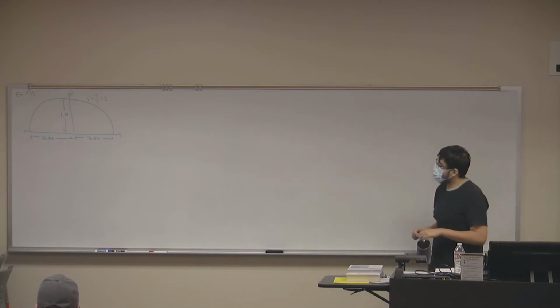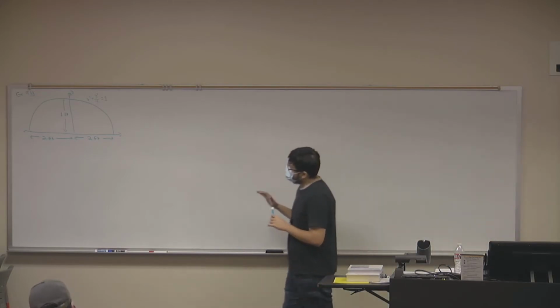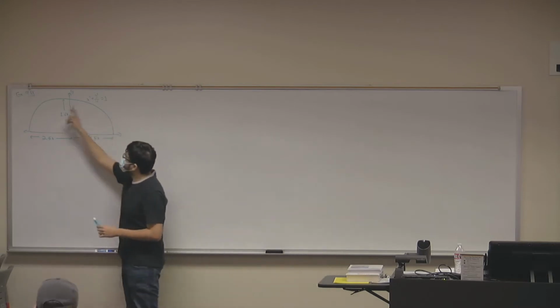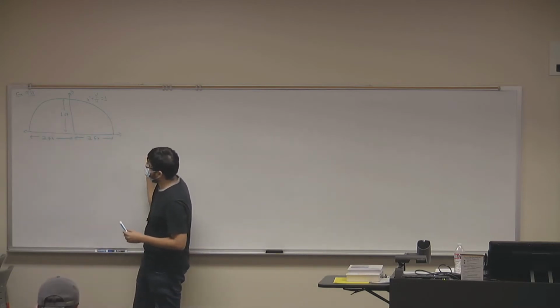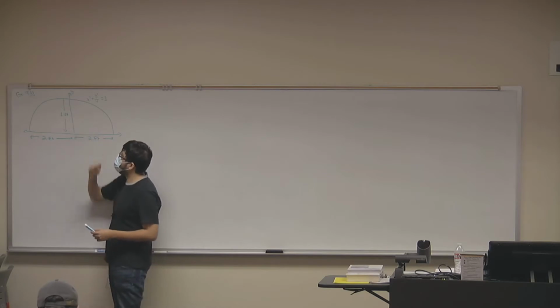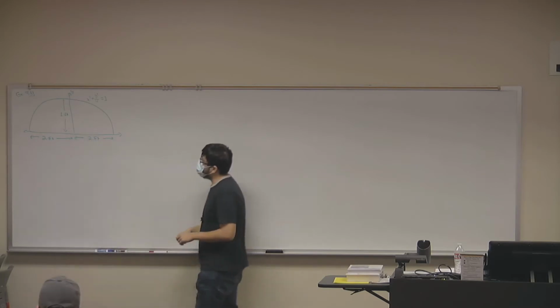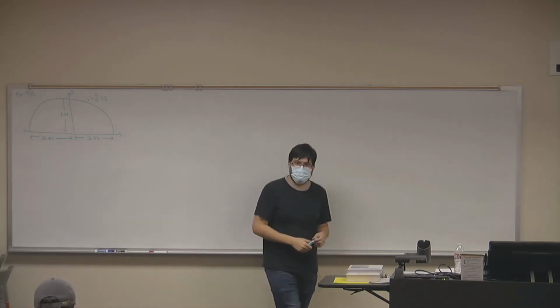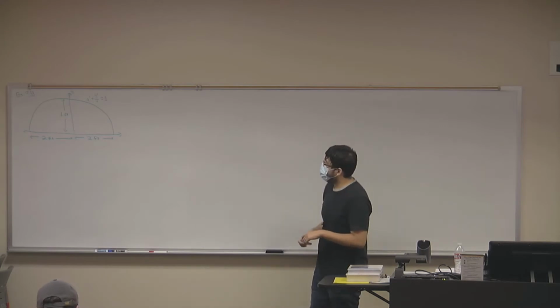Okay? So let's say we're given half of an ellipse, right? Half of an ellipse with a large radius of 2, a small radius of 1. And we want to find the coordinates to the centroid, that's x bar and y bar, of this ellipse.